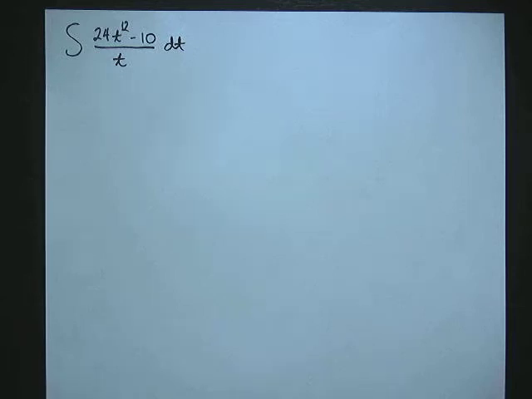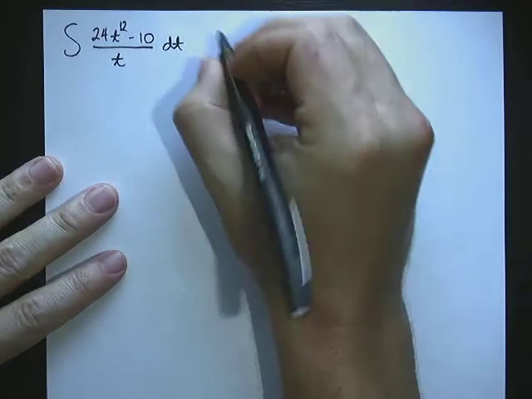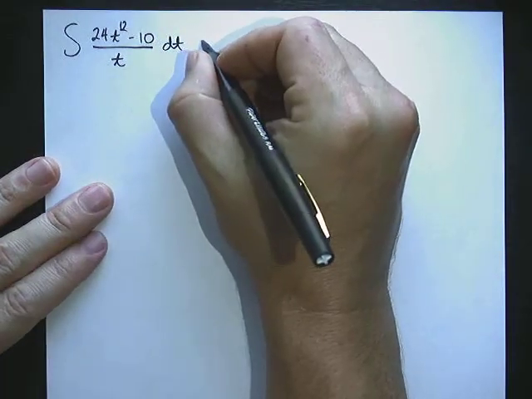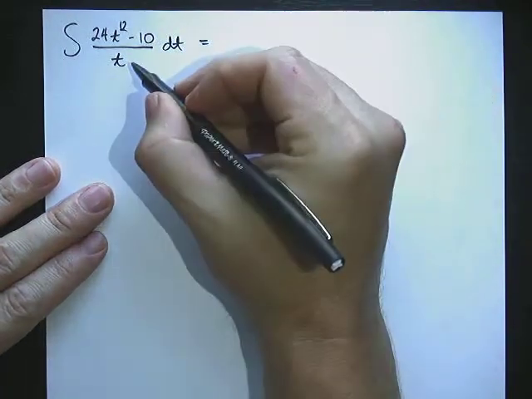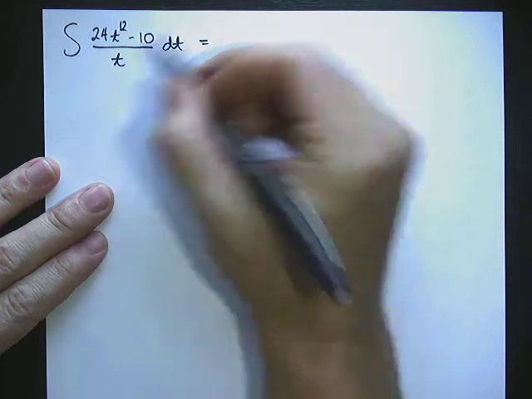In this problem, we're given the indefinite integral of (24t to the 12th minus 10) divided by t, with respect to t. Okay, so this is asking us to take the antiderivative of this function and write down what the answer is. So the first thing I want to do with this is split up this fraction into two pieces.